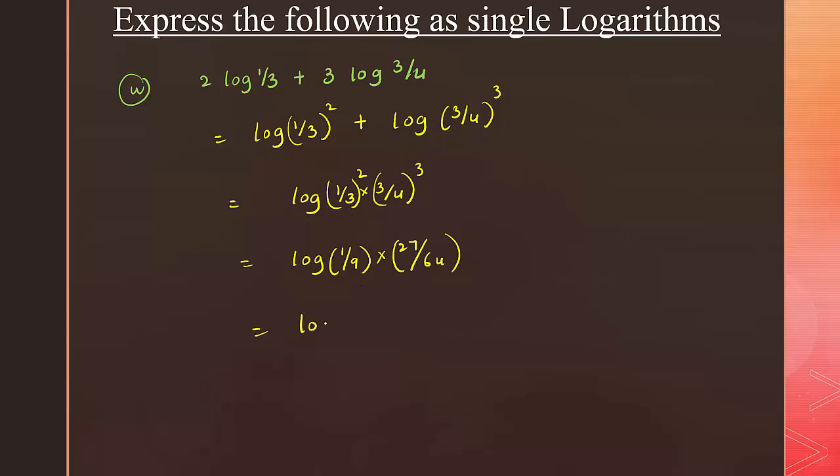Or log of, 9 ones are 9, 9 threes are 27. So we can write log of 3 by 64. Is it clear? So this is what we expressed as a single logarithm. So these are some examples related to the laws of logarithms.